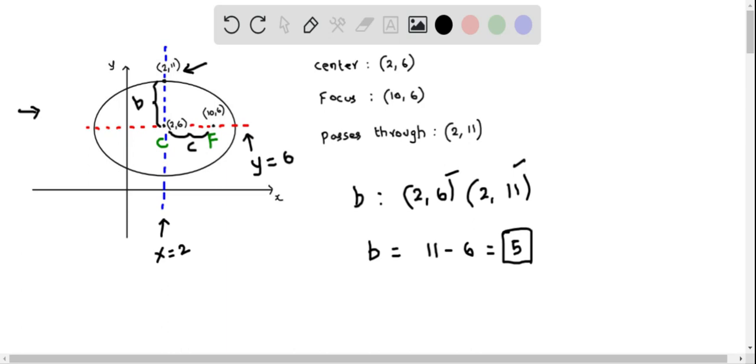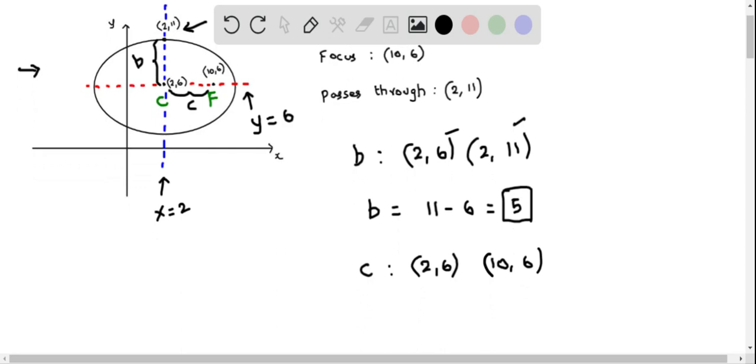Now let's find the distance C. C is basically the distance between the points, that is the center and the focus. The focus is (10, 6). And since these 2 points lie on the same horizontal line, y equals 6, C is basically the difference between the x coordinates 10 and 2, which we write as 10 minus 2, and so this gives 8. So we have determined that C equals 8.